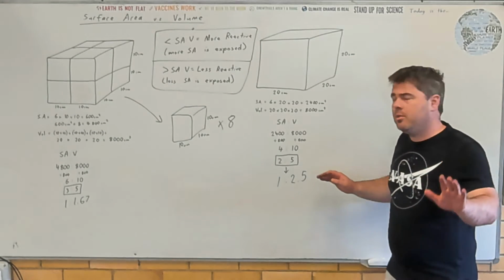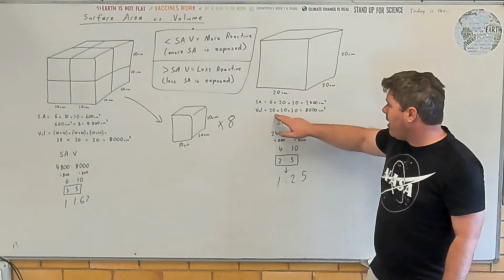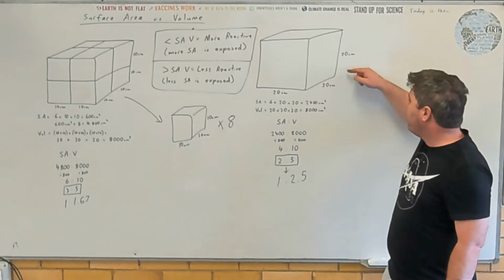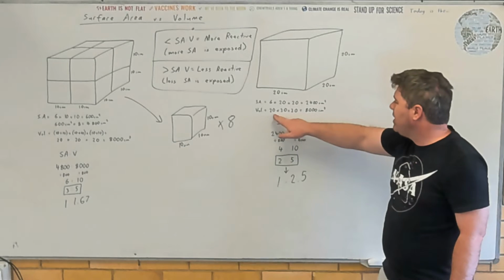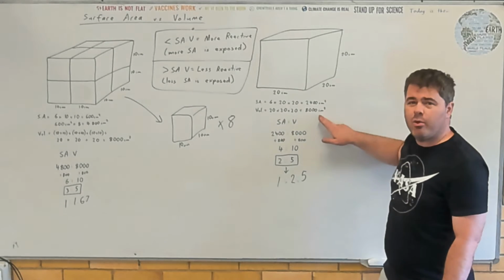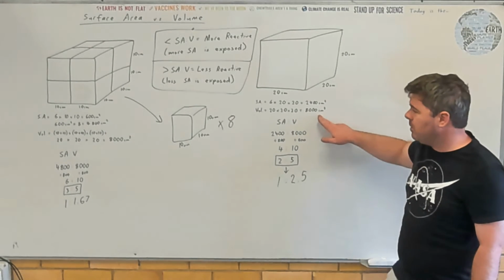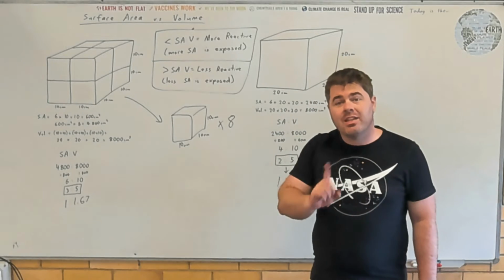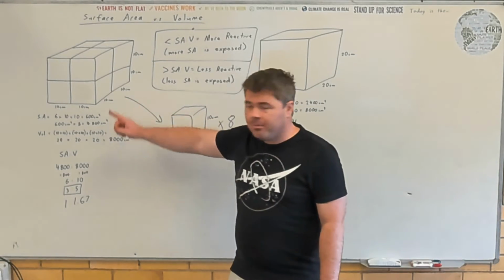Well, let's look at their volumes. Our volume is calculated by the width, by depth, by height. So 20 by 20 by 20 gets us to about 8,000 centimeters cubed. The exact same volume as this one.